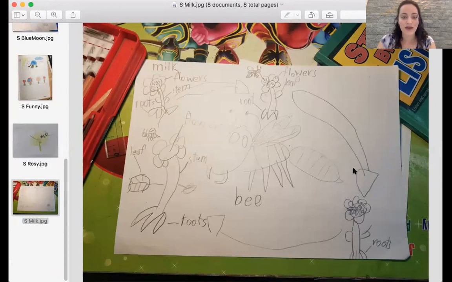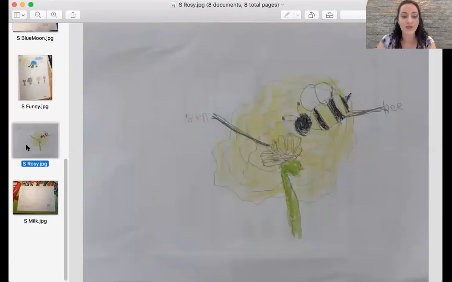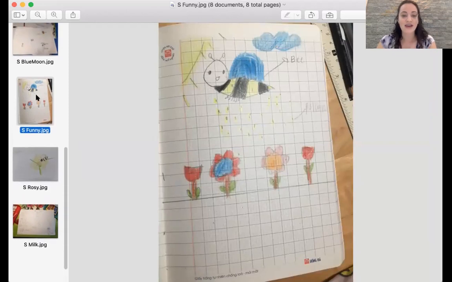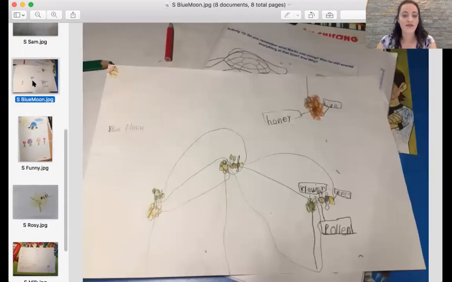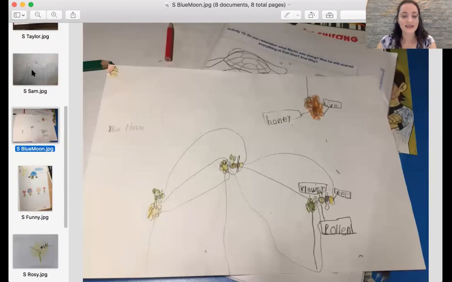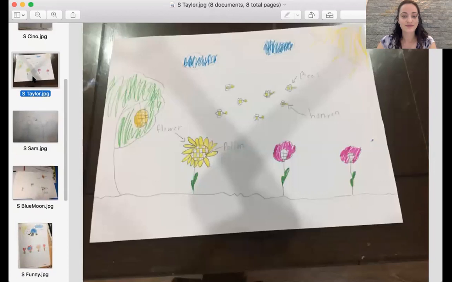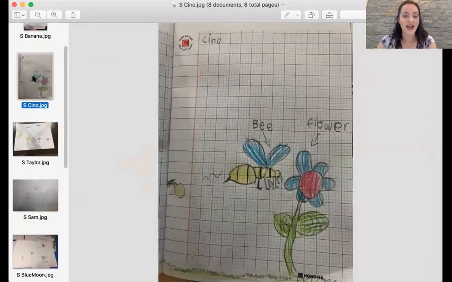Some people like Milk showed the entire process. Then we have some people that just show the bee and the flower and how they interact with each other. Very good. Funny shows the bee falling on all of the plants. Blue Moon shows the whole process. These are excellent, excellent job.